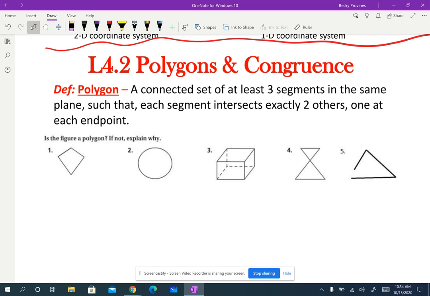The first one, it is a connected set of at least three segments. It's flat. It's in a plane. That's what it means, in the same plane, that means it has to be flat. Each segment intersects each other at the endpoints. So the first one fits every qualification. So yes. Is the figure a polygon? Yes.